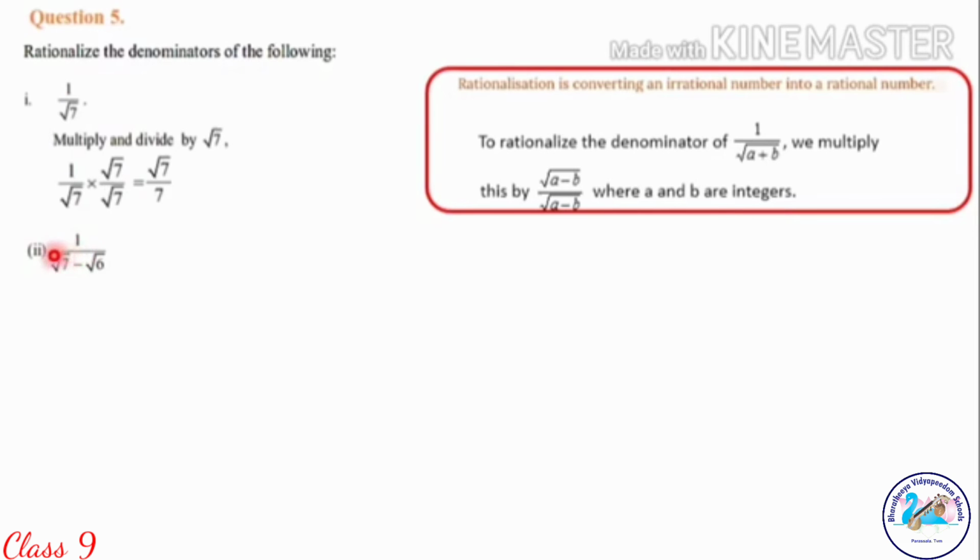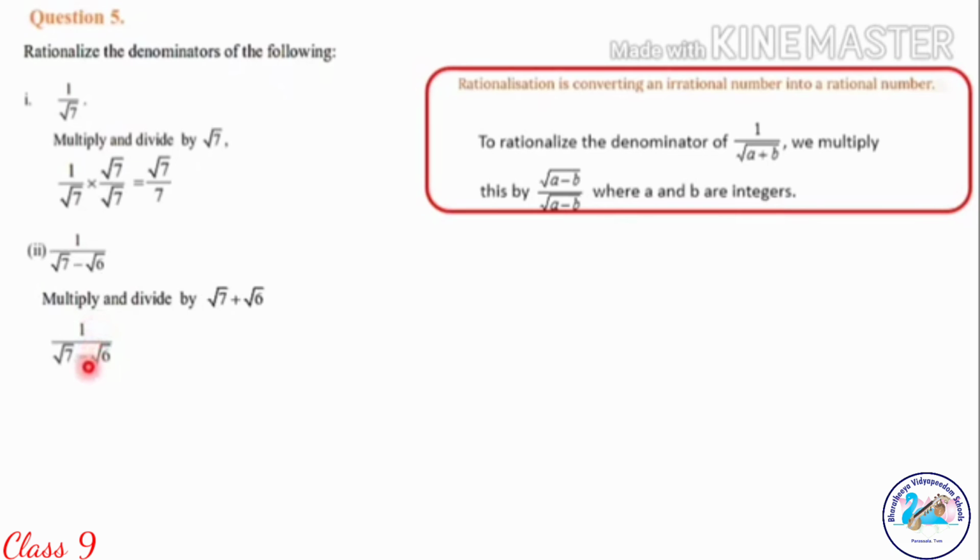Next question, 1 divided by root 7 minus root 6. Here when you check the denominator, root 7 and root 6 are both irrational, and root 7 minus root 6 is also an irrational number. Here there are two terms, so you have to take the conjugate of root 7 minus root 6. There is no conjugate for a single term. So we have to go for the conjugate, that is the opposite of this one, root 7 plus root 6. We have to multiply and divide.